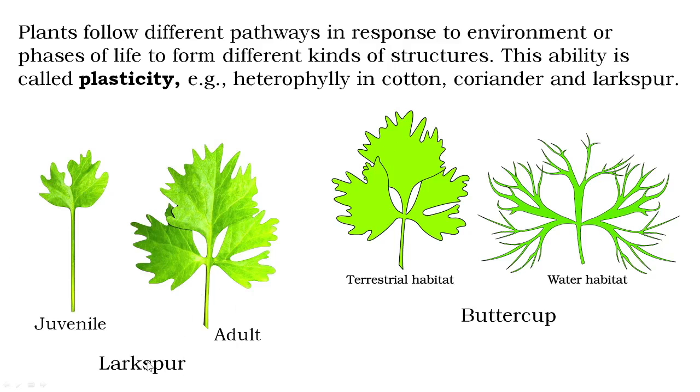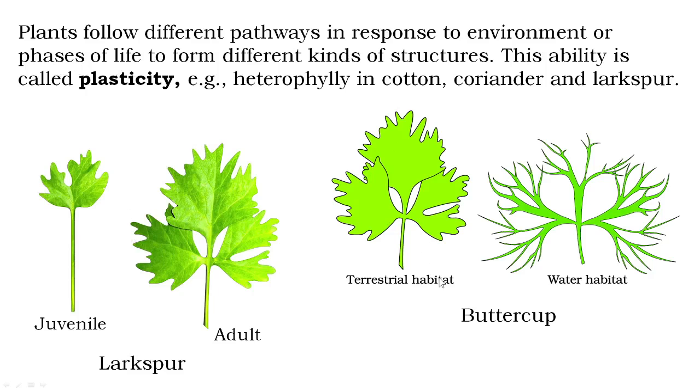Larkspur, for example, in the juvenile stage, when it is very young, gives rise to a different shape of leaves, right? Whereas when it becomes adult, when it becomes old, it gives a different shape of leaves. It depends upon the phase of the life of the plant.